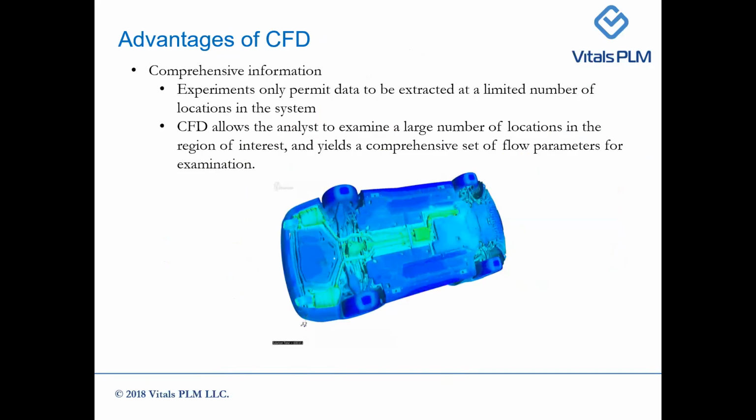So, advantages of CFD. CFD gives comprehensive information. It gives the necessary engineering data to guide the design process. Experiments only permit data to be extracted at a limited number of locations in the system, whereas with CFD, you can monitor a large number of locations in the region of interest, and it gives a comprehensive set of flow parameters for examination.